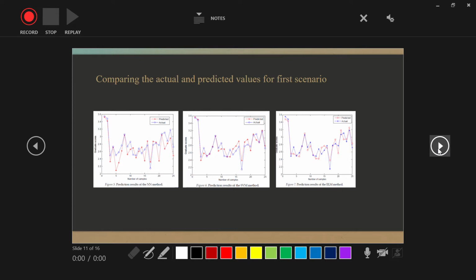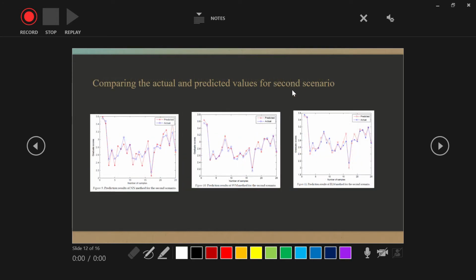Here we get the graph of the prediction and actual values of the first scenario, where we have taken 24 subjects. We can see that the prediction and actual values have large variations in the NN method, but in the SVM method there is very little variation compared to NN, and ELM also has very little variation. Out of all these three methods, SVM has the highest accuracy in prediction.